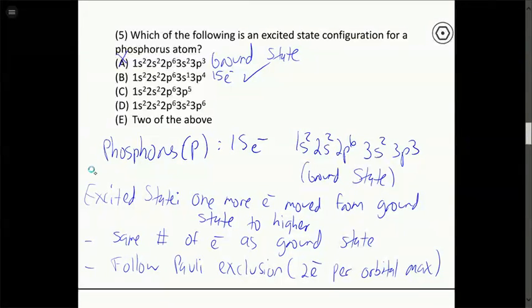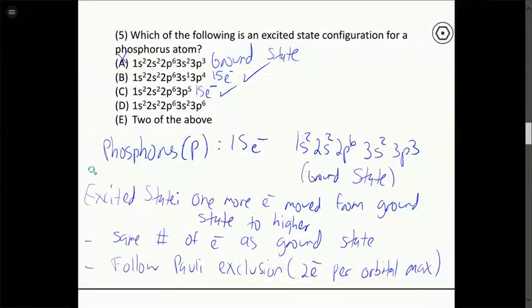Choice C also has 15 electrons. And if we take a quick glance at it, none of the rules are violated. So in choice C, what we've done is we've taken both of these 3s electrons and moved them up into 3p. Still a total of 15 electrons and still the correct number of electrons in each subshell. We're not going beyond what is allowed. So that one works out as well.